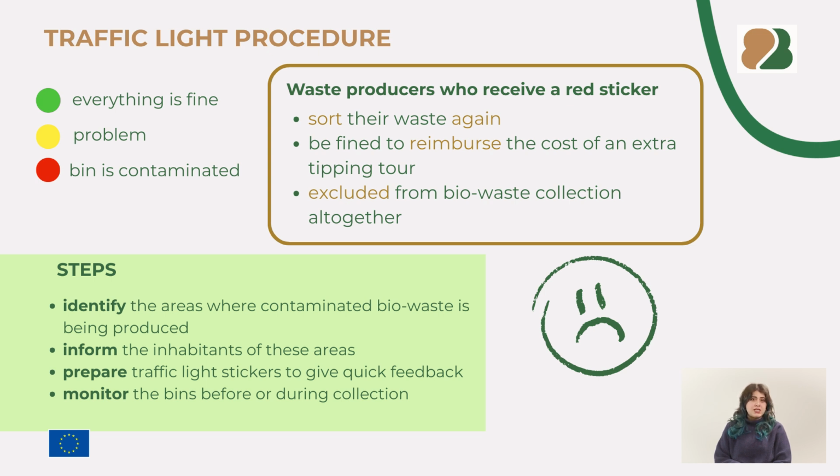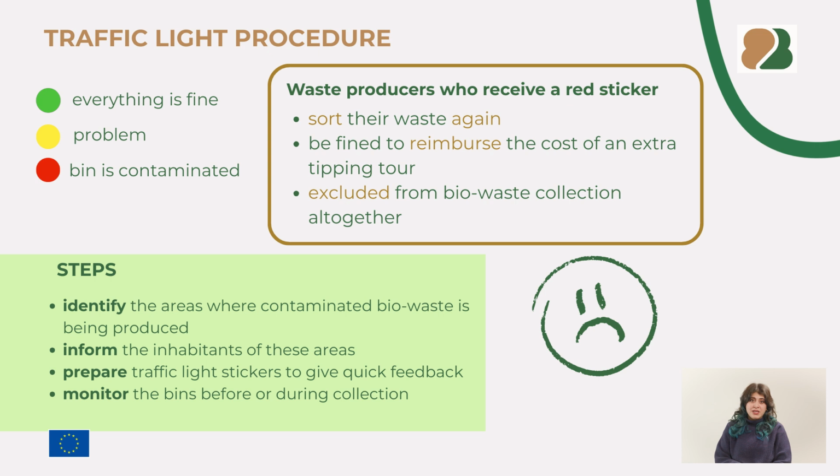A green sticker could say, "Thank you for sorting bio-waste correctly, we will yield good compost." A yellow sticker could say, "Be careful when sorting waste. This bin should only contain kitchen and garden waste." And a red sticker means the bin will not be emptied until it's sorted properly.